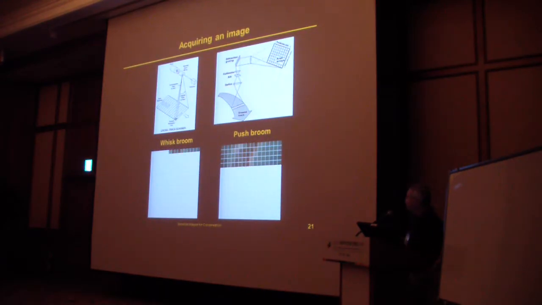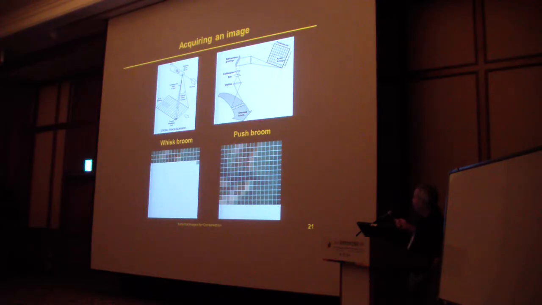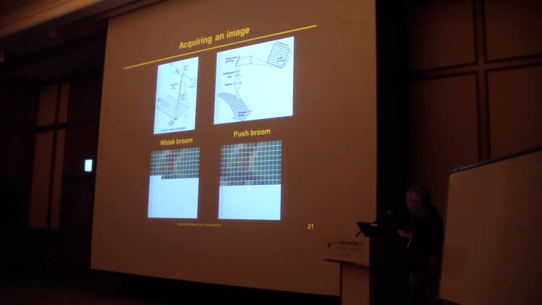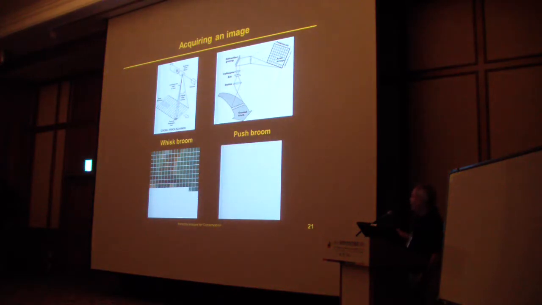The cameras operate because the spacecraft moves. We have to capture an image in 2 different ways. One is we have rows of detectors, and the spacecraft moves along, and the row moves along with it, so it's called a push broom. And an older technology was what's called a whisk broom.